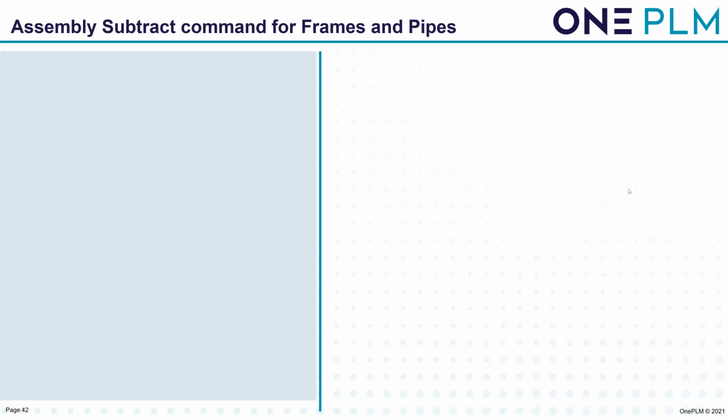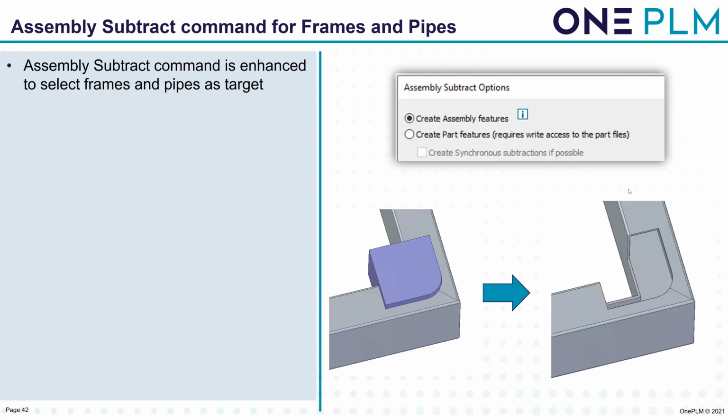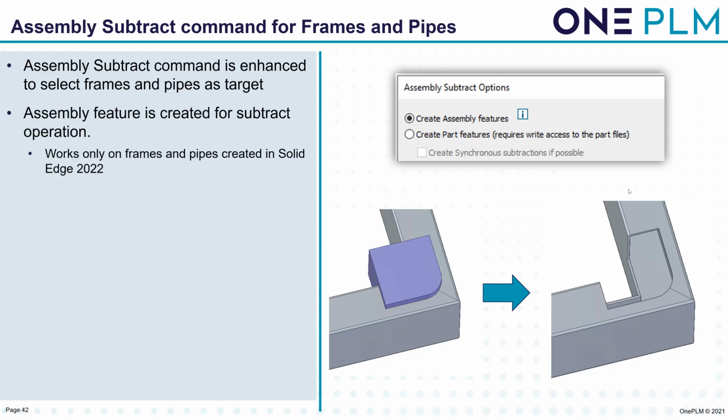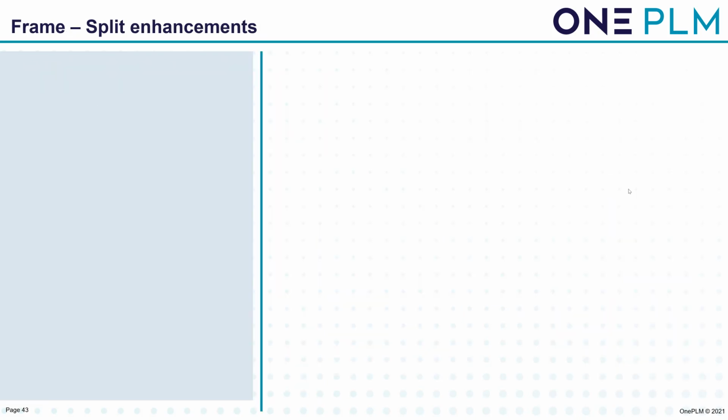Assembly subtract command from frames and pipes. So the assembly command, this is on the features tab. Over on the right hand side of the features tab, where we've got replace face and assembly subtract, we've now got options where we can subtract into our frame elements. It works on frames and pipes created in Solid Edge 2022 only as well.